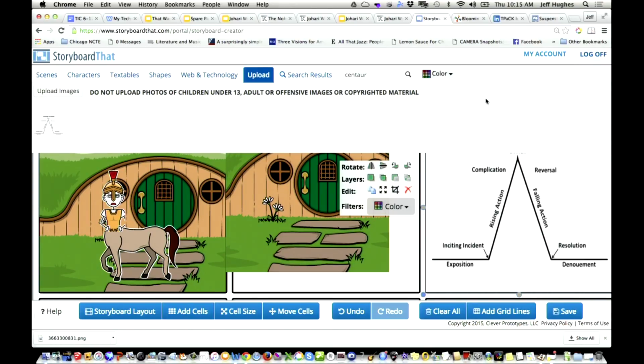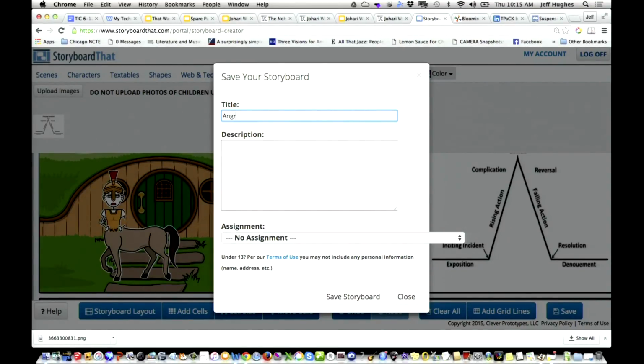You could also put a cloudy day in the window, or maybe a snow scene, and copy and paste that into the window scene if you're using a living room or an indoor area. What I've done with this is I've had the students create their storyboard of that story. They save it. This is Angry Centaur.